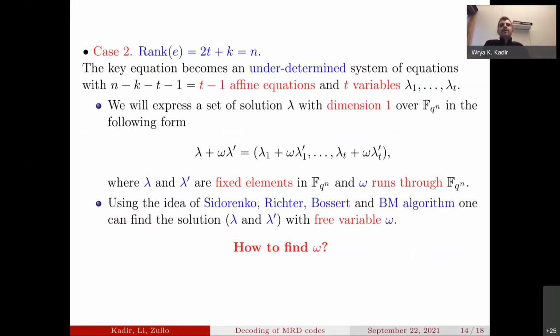In case 2, the rank of the error vector attains the unique decoding radius. In this case, we have t minus 1 affine equations with t variables. So the set of solutions for lambda has dimension 1 and can be expressed in this form. Similarly, we can find lambda and lambda dash using the idea of Sidorenko, Richter, and Bossert, which is the modified version of the Berlekamp-Massey algorithm. But here we have a free variable omega, which is unknown. How to find omega is the remaining task for solving this linear system of equations.